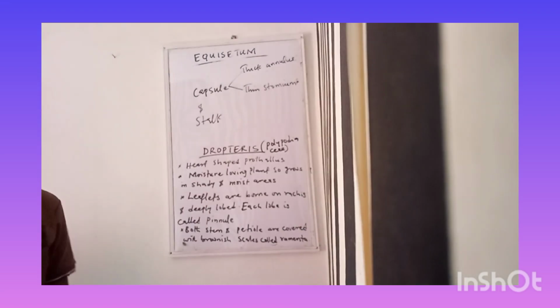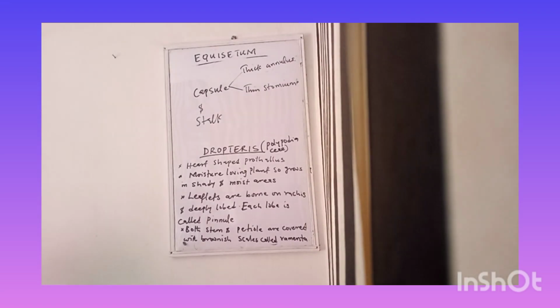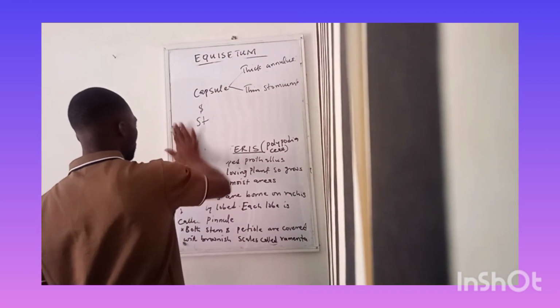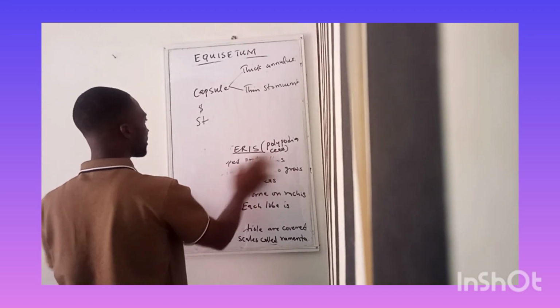The next thing to talk about is the life cycles of these plants. We want to look at the life cycles of these plants. Let's look at that of Equisetum first before we now go into Dryopteris.